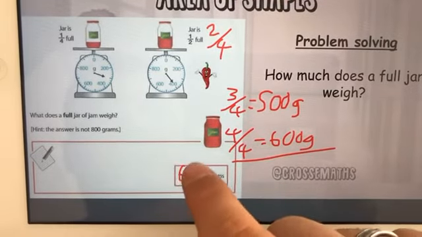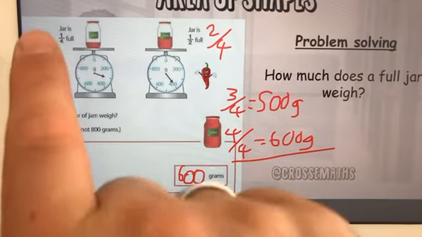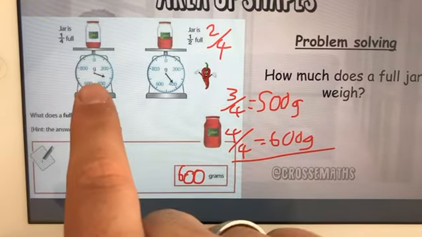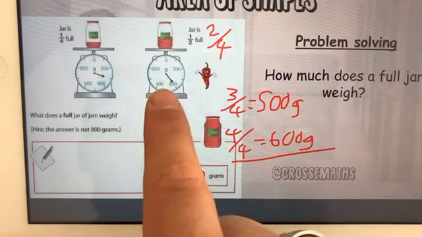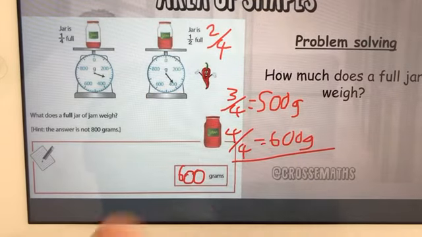So the answer is 600 grams. You just got to keep following that line up. A quarter is 300, 2 quarters is 400, 3 quarters would have to be 500. I mean 4 quarters, 1 whole, is 600 grams.